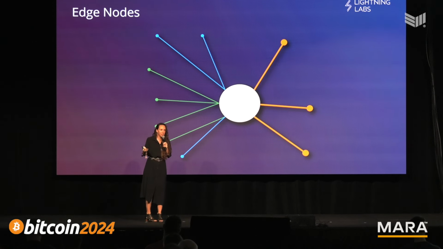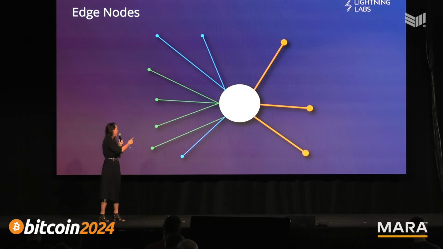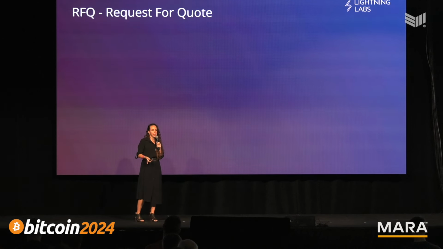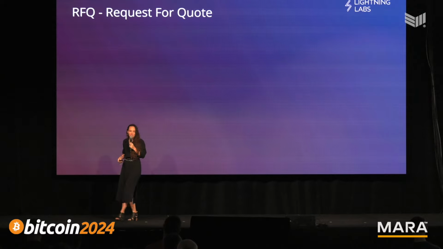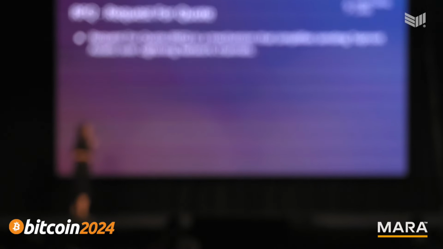So how does it know, right? A question that comes up here is how does this edge node know how many Satoshis that US dollar transaction is worth, right? How does it sort that out? And so here we have this RFQ process, request for quote. So request for quote, RFQ, is a mechanism that simplifies sending Taproot assets over the Lightning Network channels. Okay, very broad there and a bit more in depth. Request for quote contains a rate and an expiration time, which allows the sender to decide whether they want to complete a payment and craft a route to the intended recipient. Awesome.